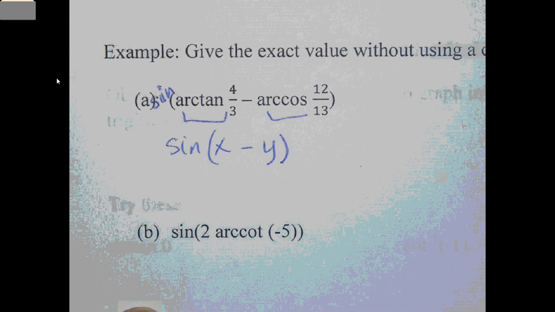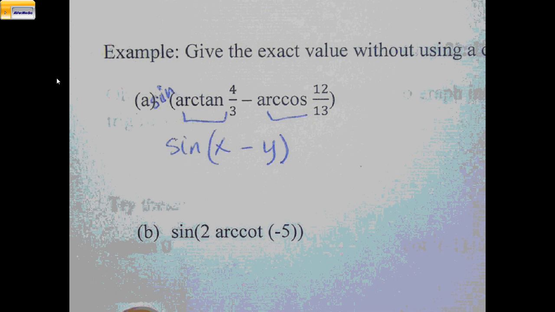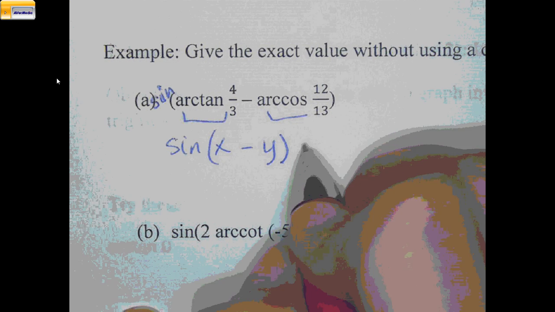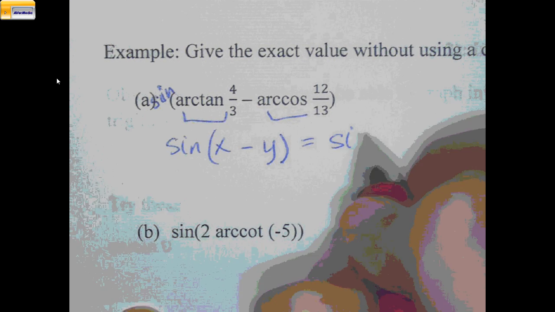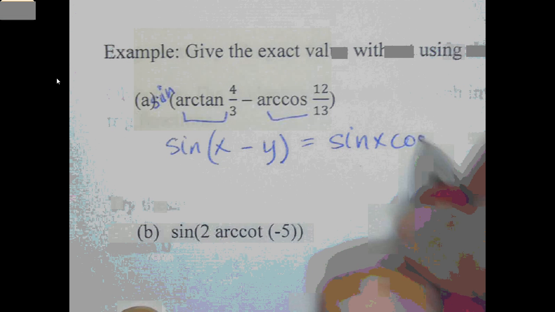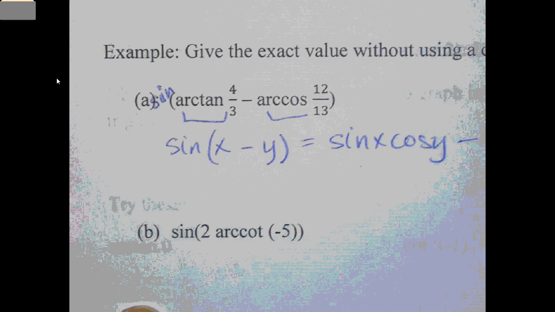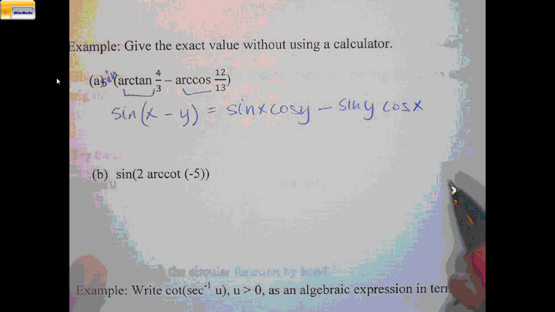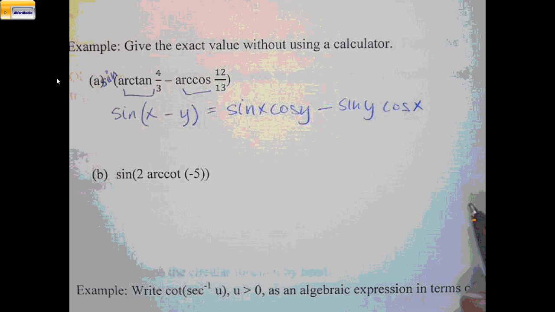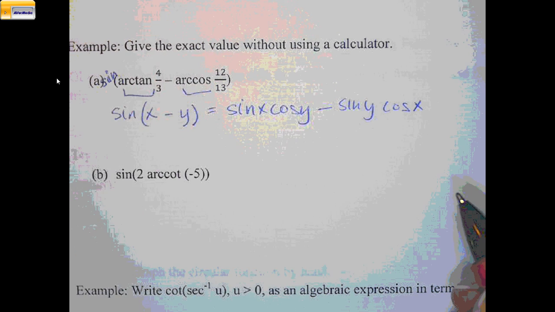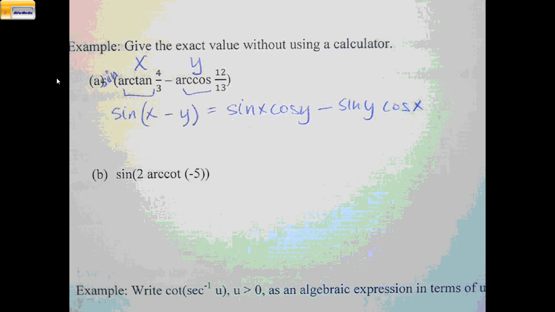I'll have it on paper. So this is the difference identity, guys. So that equals sine of x cosine of y minus sine of y times cosine of x. That's an identity. So we need to draw triangles for both of these guys. If we're going to call this angle x and this angle y, we need a triangle for each of them.